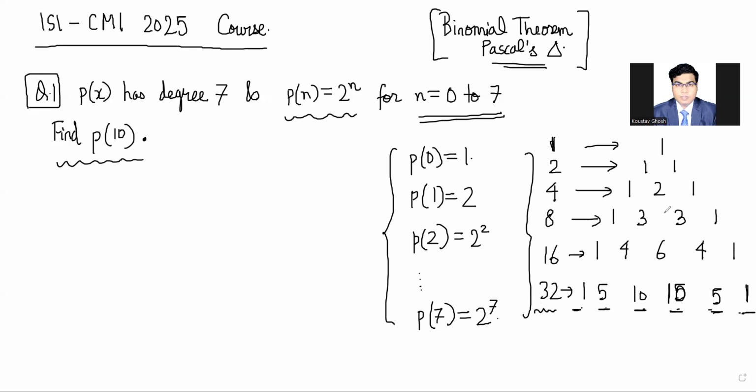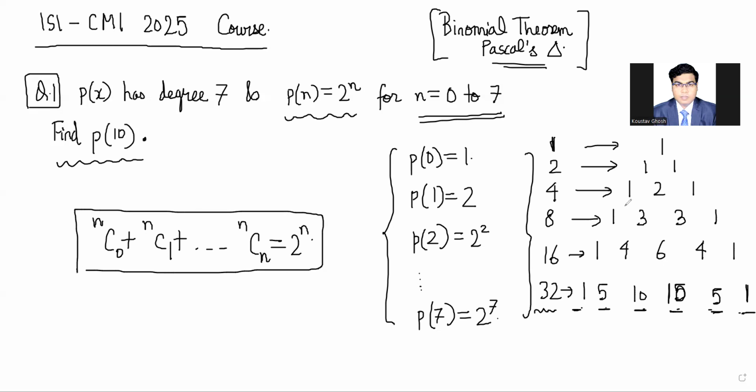So basically, this tells us a property of binomial coefficients. You must have seen this property before: NC0 plus NC1 till NCn is equal to 2 power n. Any row you take, for example, 2C0 plus 2C1 plus 2C2 will be 2 power 2, right? So here what do we have? We have P0, P1, P2 till P7 is 2 power 7.